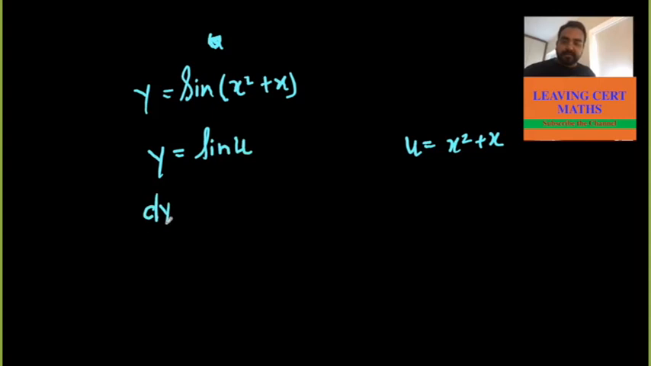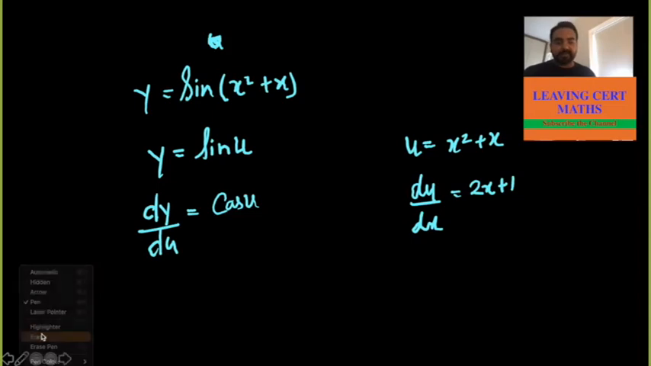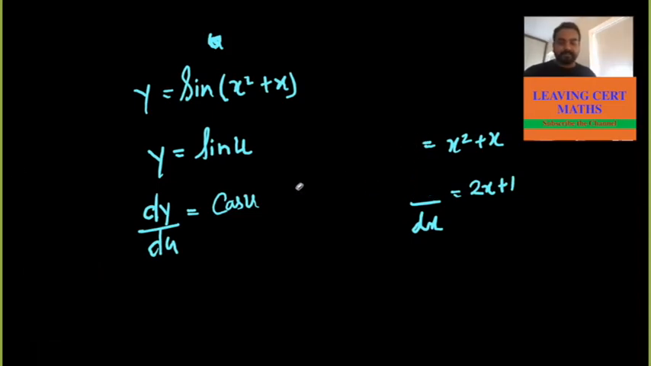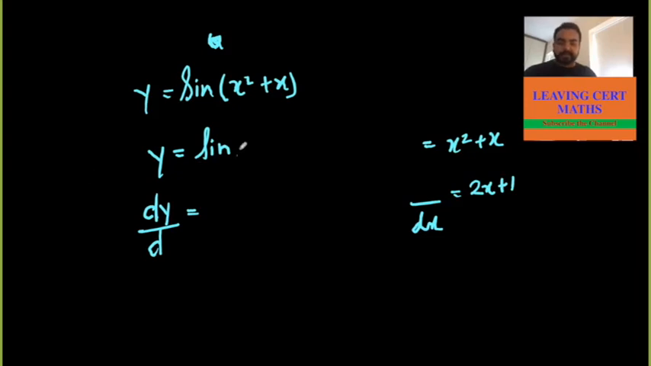So can I write dy over du is equal to cos u, and can I write du over dx is equal to 2x plus 1, is it right? Maybe if you are confused, I will take another letter. Instead of u, I will take t.